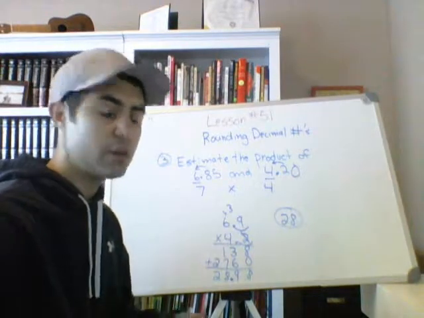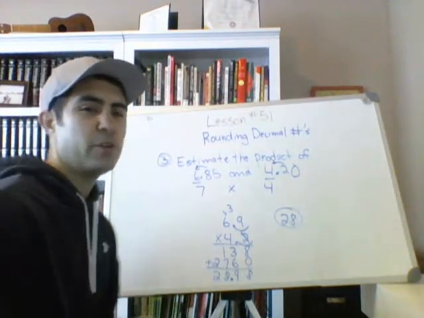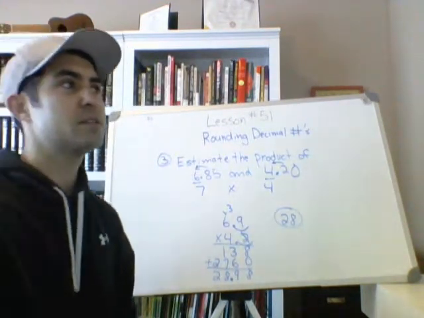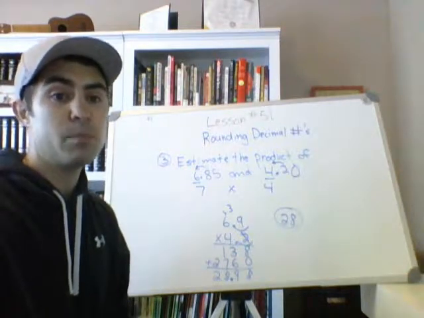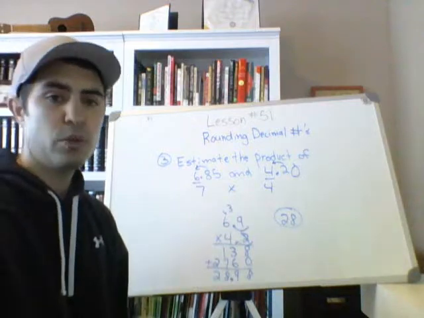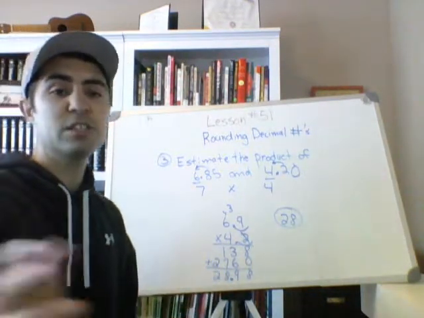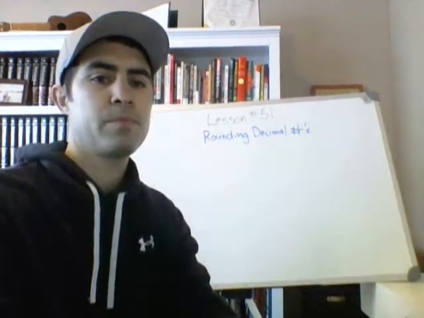It just kind of depends on what you're estimating. If you're estimating something that's not that significant, it's not that important that you're as accurate, you could round to the nearest ones place. Say you wanted to be a little bit more accurate, then you could round to the nearest tenths place. Just depends on what you need.